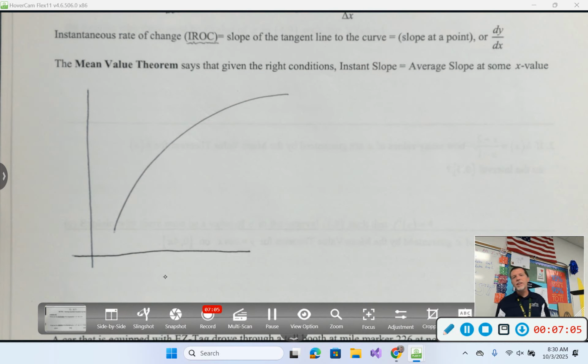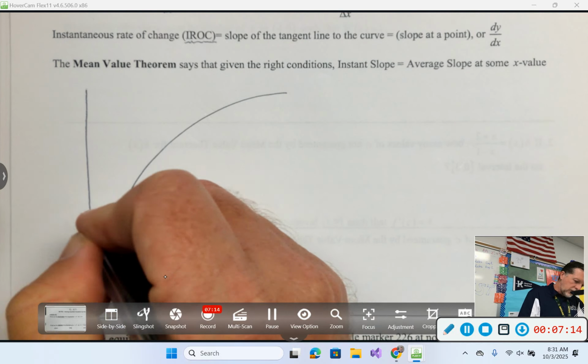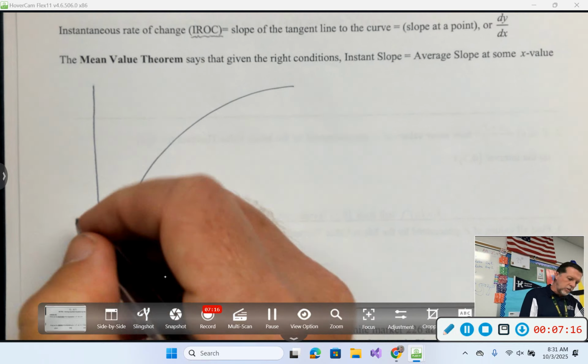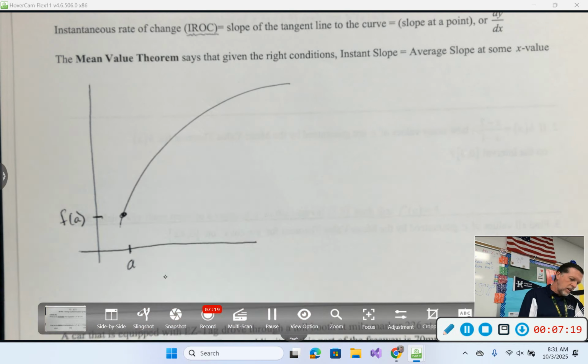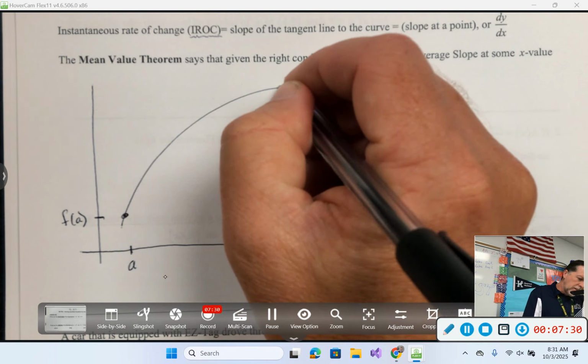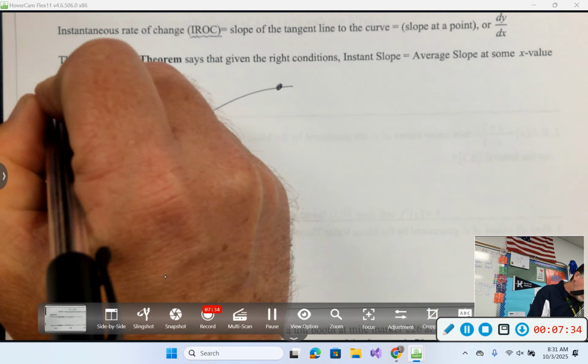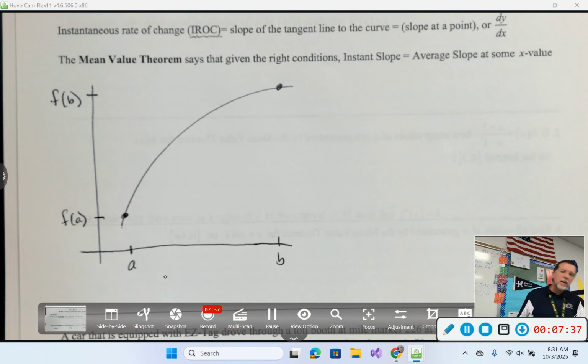Picture doesn't have to look exactly like mine, but it should probably look kind of close to that. So somewhere down here at the start, or close to the start, we'll have the point A, comma, f of A. And then way over here somewhere we can do point B. And its y value would be f of b.